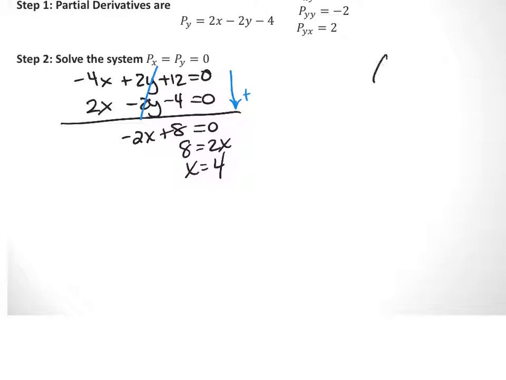Now, that means that our candidate point is (4, something). We have to find the y. We can use either equation to do that. Let's go ahead and use the second one: 2x minus 2y minus 4.